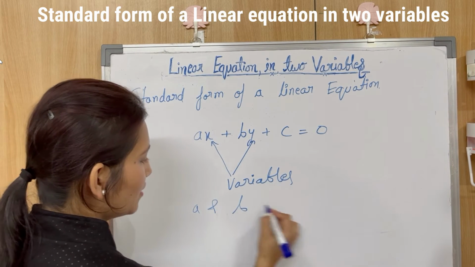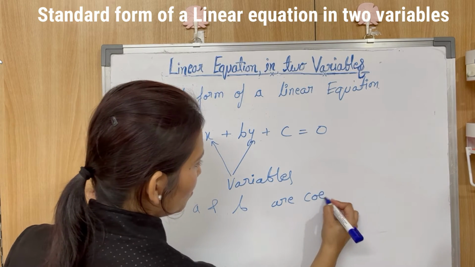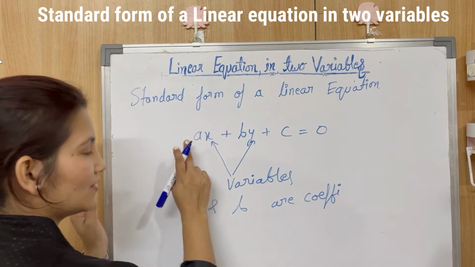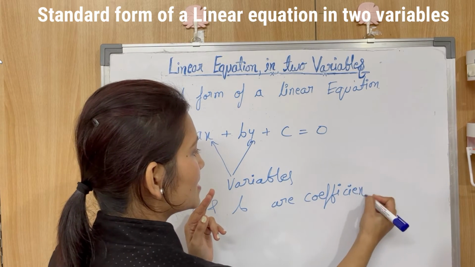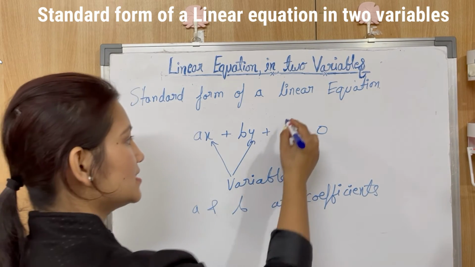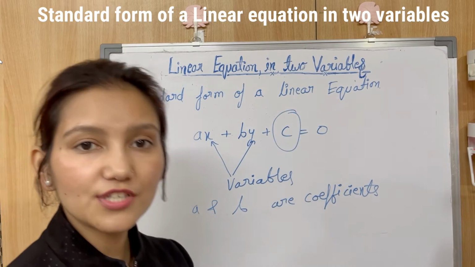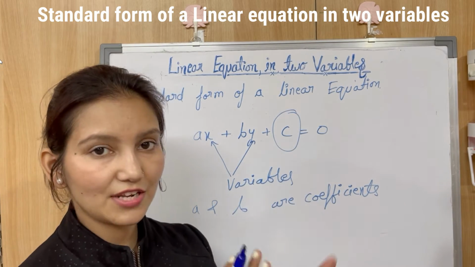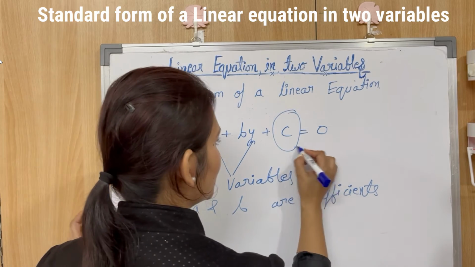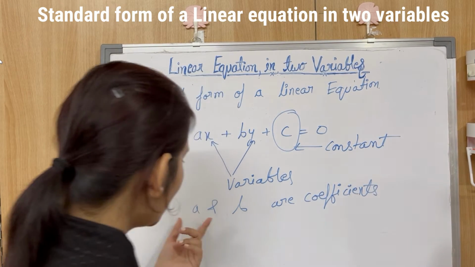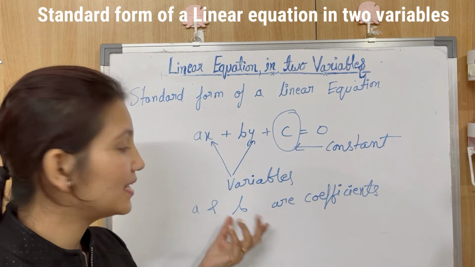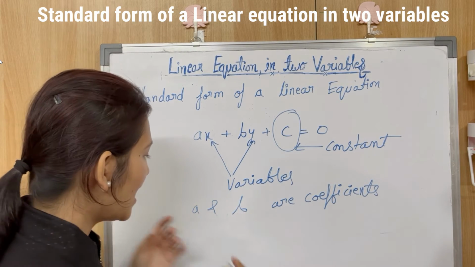a and b are coefficients. So these are coefficients of x and y respectively, whereas this term c is a constant term, which doesn't have any variable. So this is a constant. Okay, now you will ask what values a and b can have. So a and b are real numbers.